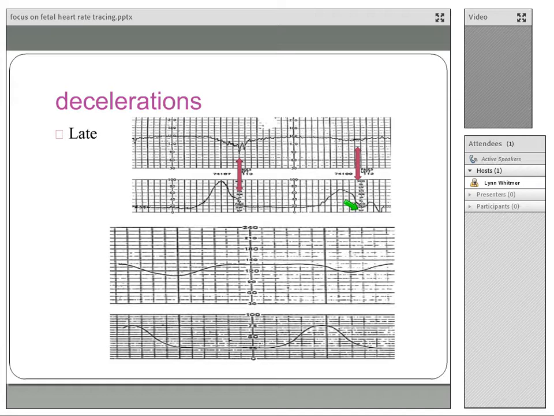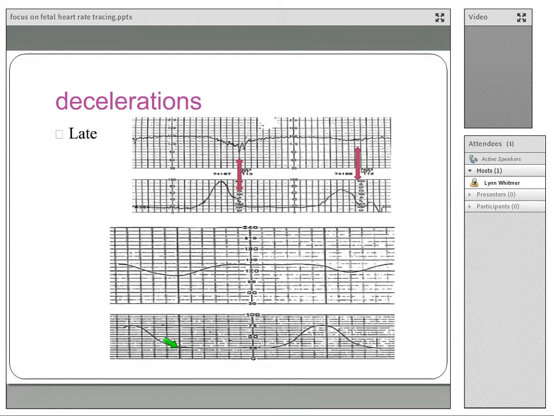What you see in this bottom tracing is very ominous. This baby has two things that are bad. Number one, he has the late decelerations. As you can see, baseline is here in the 140s. He decelerates into the, looks like the 90s, about 100. But it is happening long after the contraction is over. Where the best perfusion should be, there is nothing.